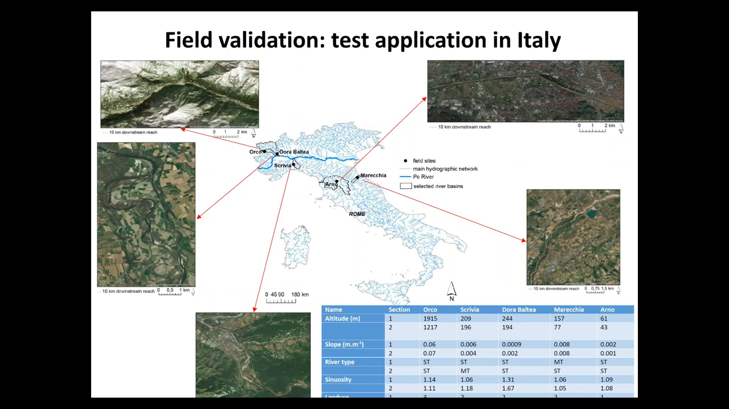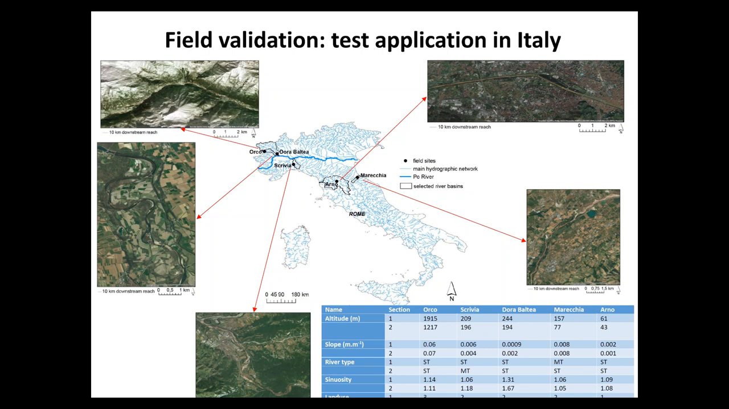We applied this field validation in a test application in Italy last spring, and so I show you some of the results now. So we select different rivers in different river basins in Italy, rivers that differ in terms of altitude, slopes, river type, but also in terms of land use.